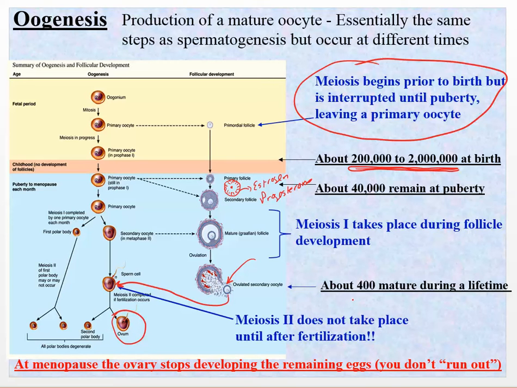If we look at the numbers, even though you made 200,000 to 2 million at birth, at puberty you still have about 40,000 remaining. The others degenerate, and of those 40,000, only about 400 will mature during a lifetime. So you have plenty left. You don't run out of eggs. That's not why you go through menopause.